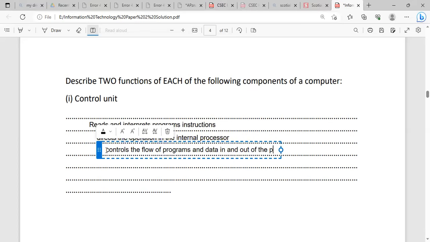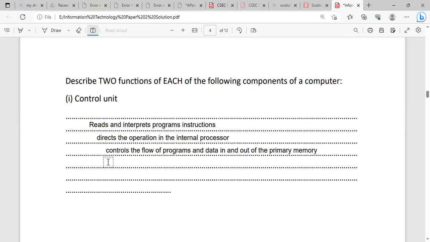Any other, guys? Let's go. What about the next one? Do you guys have another one? It controls the flow of information. So it basically controls other devices also.